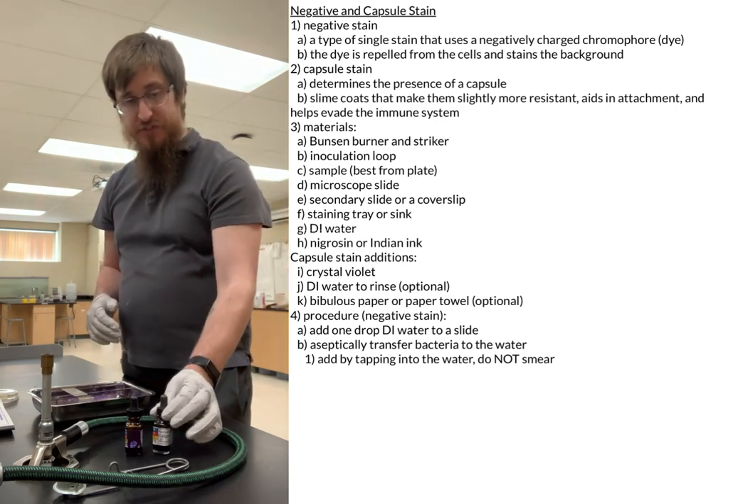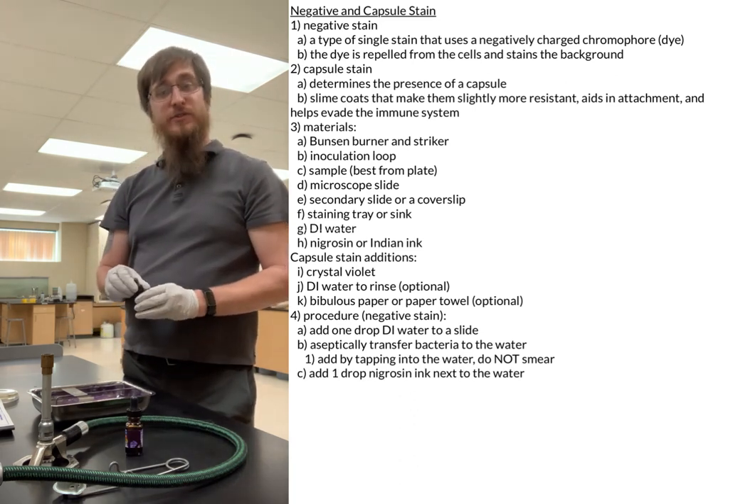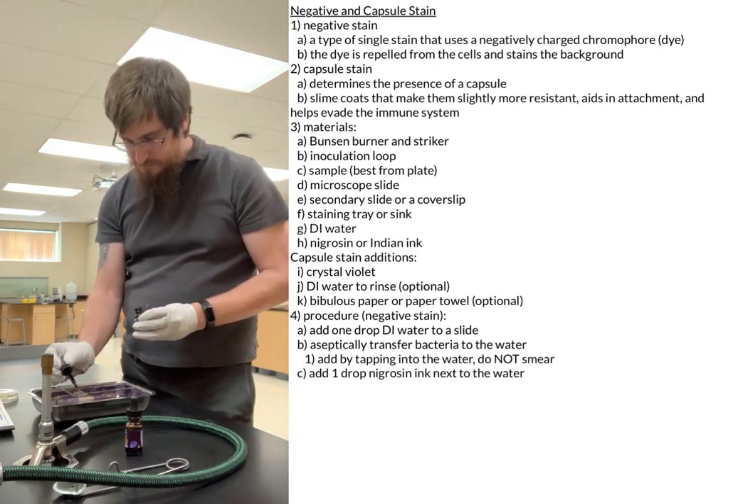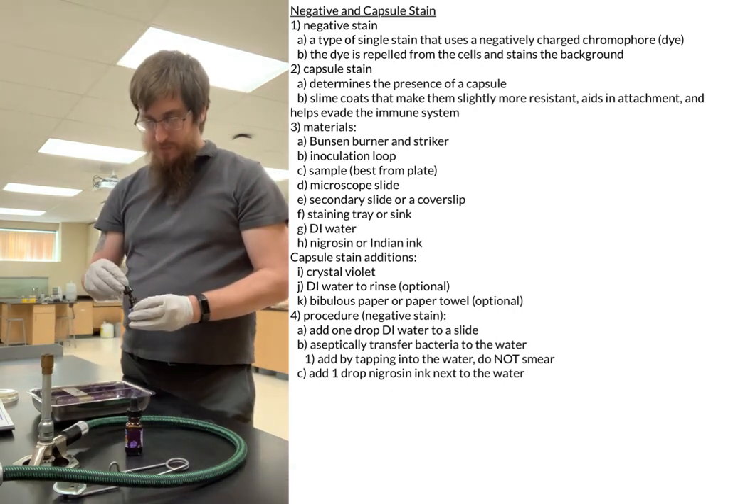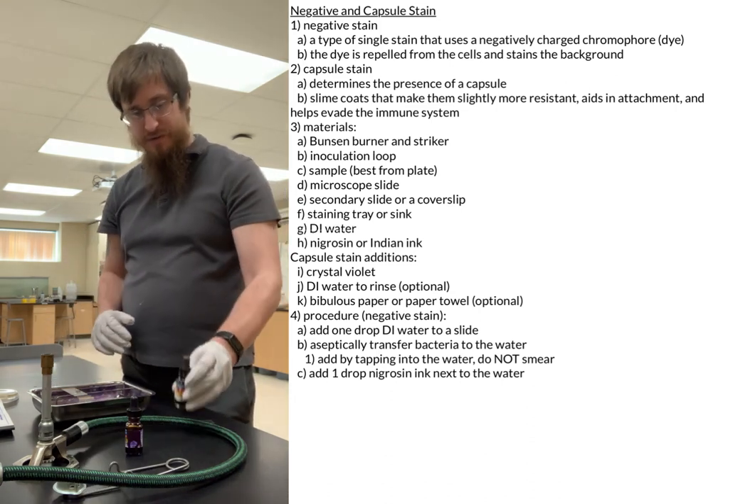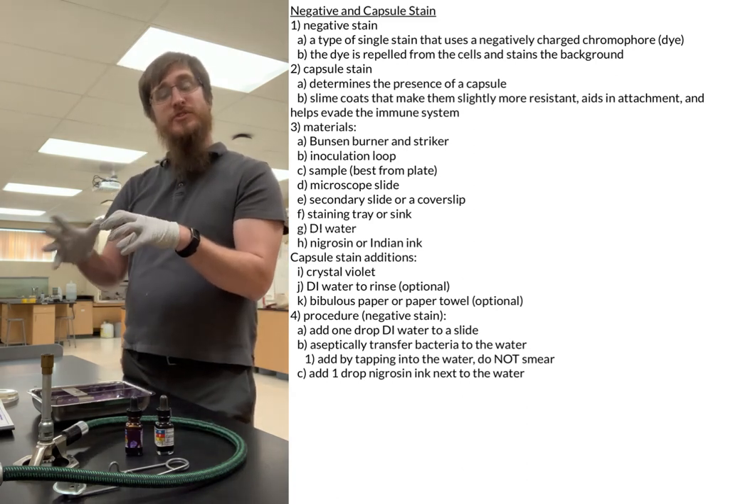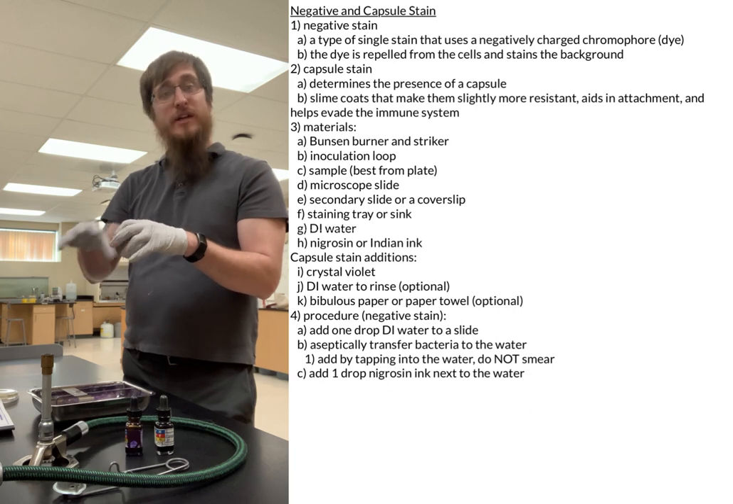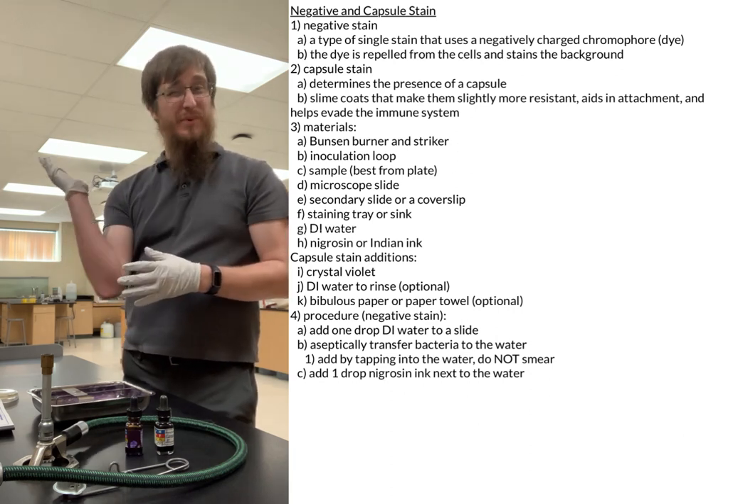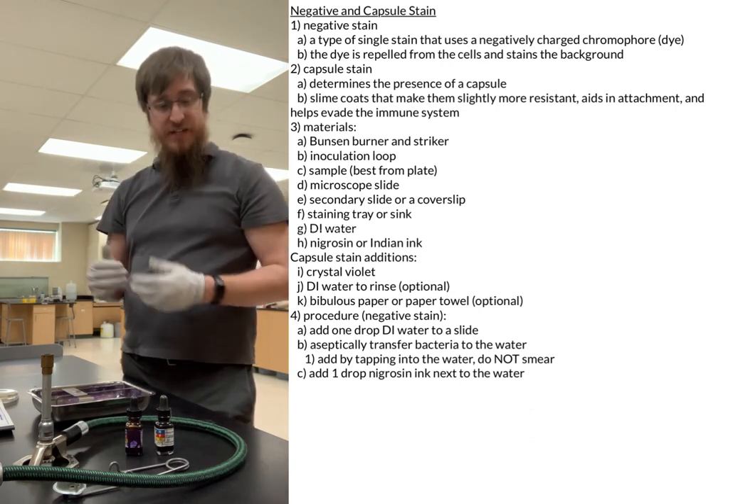The next step is to take my nigrosin ink, and I'm just going to add a single drop of nigrosin ink next to the water. It's a little bit difficult to see in the video, but they do kind of smear together. Basically, with that water on there, I'm somewhat diluting the black color of my nigrosin ink. By doing that, rather than seeing a completely black slide under the microscope, I'll get this kind of purpley look instead.